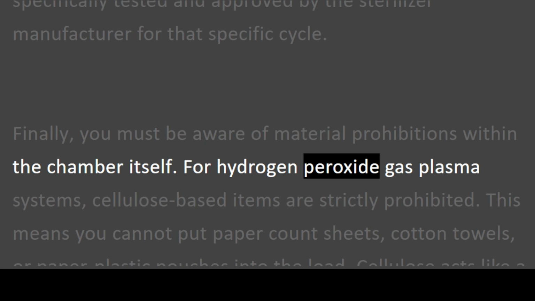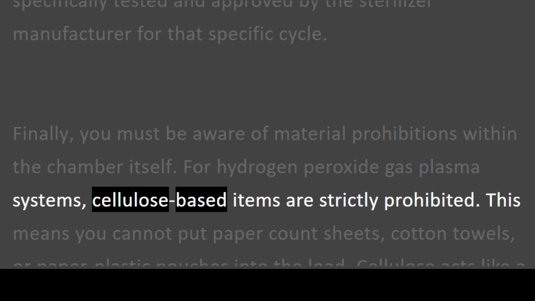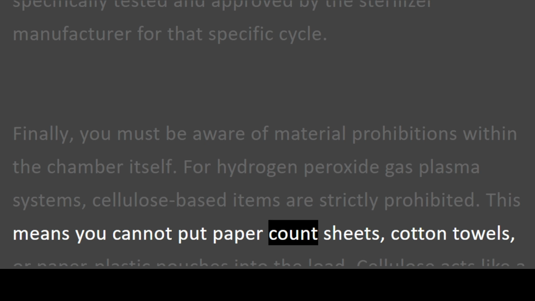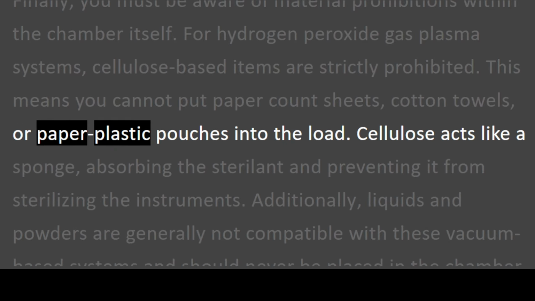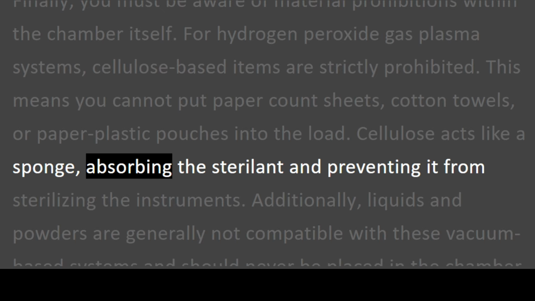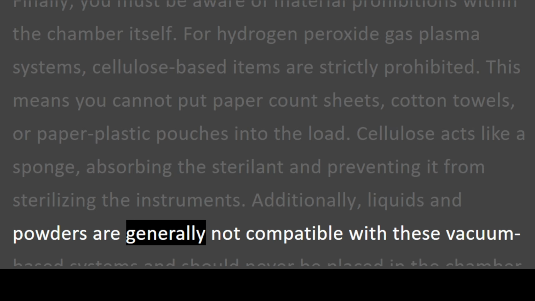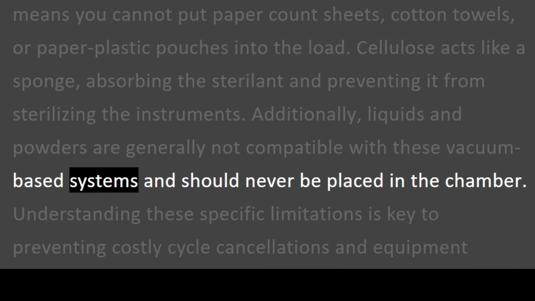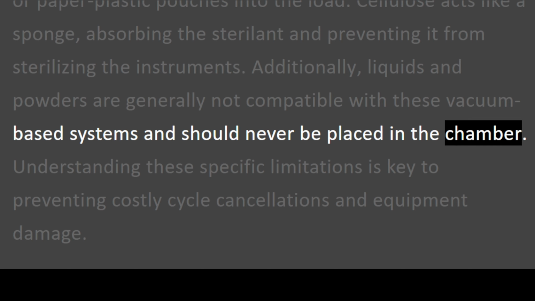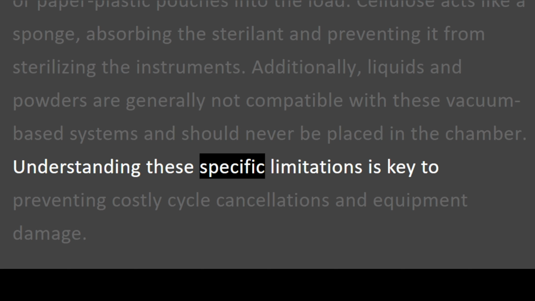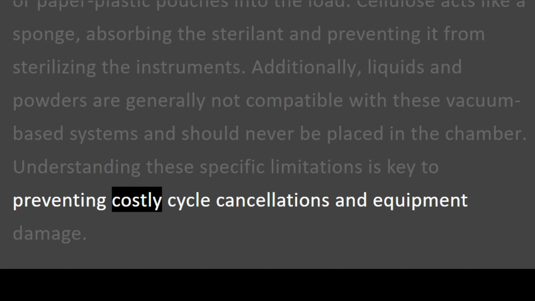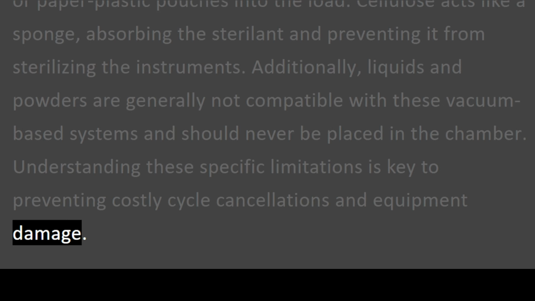For hydrogen peroxide gas plasma systems, cellulose-based items are strictly prohibited. This means you cannot put paper count sheets, cotton towels, or paper plastic pouches into the load. Cellulose acts like a sponge, absorbing the sterilant and preventing it from sterilizing the instruments. Additionally, liquids and powders are generally not compatible with these vacuum-based systems and should never be placed in the chamber. Understanding these specific limitations is key to preventing costly cycle cancellations and equipment damage.